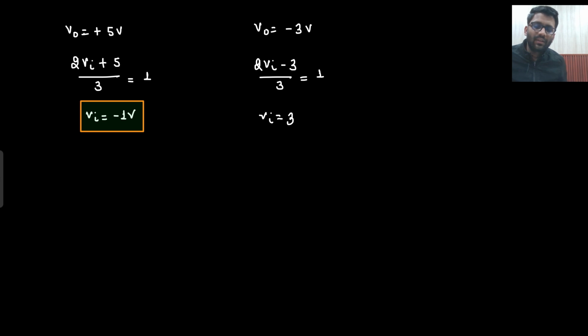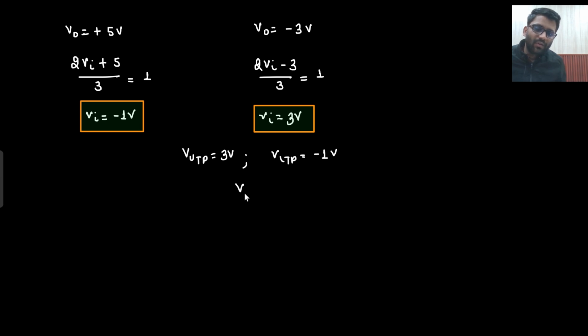What did you see here? Which one is higher? This one is higher. So from here I got to know that my UTP is 3 volt and my LTP is minus 1 volt. Let me know what your hysteresis width will be: 3 minus minus 1, it would be 4 volt. So hysteresis width will be 4 volt.